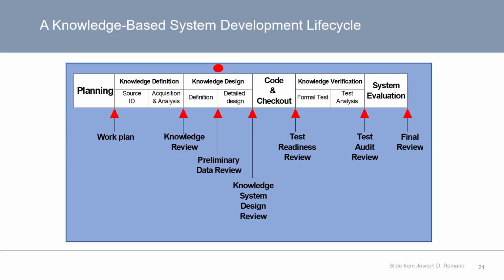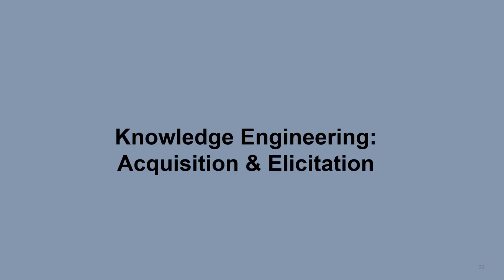At this point, the system code is implemented and checked out, leading to a test readiness review. Then it moves on to knowledge verification, involving formal tests and test analysis, leading to a test audit review. This timeline concludes with complete system evaluations and a final review before the system is ready for use or deployment. In our next section, we'll continue on the theme of knowledge engineering with focus on knowledge acquisition and elicitation.